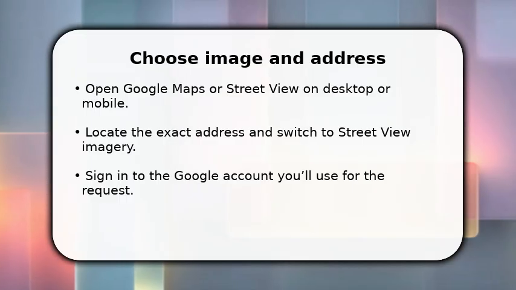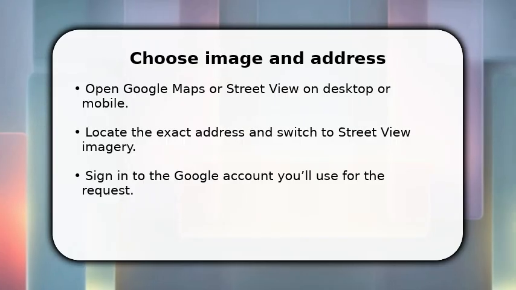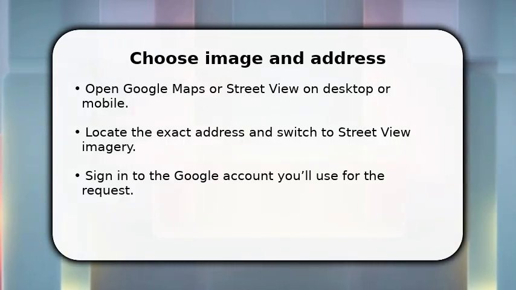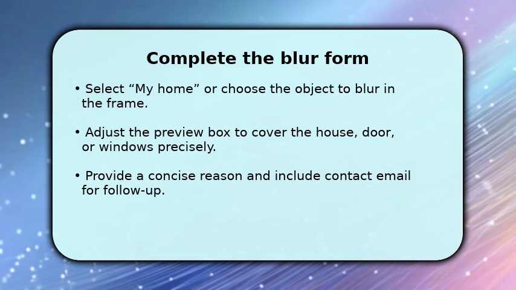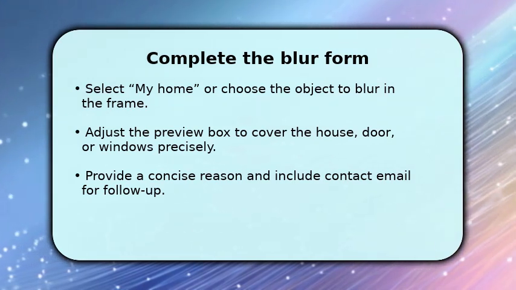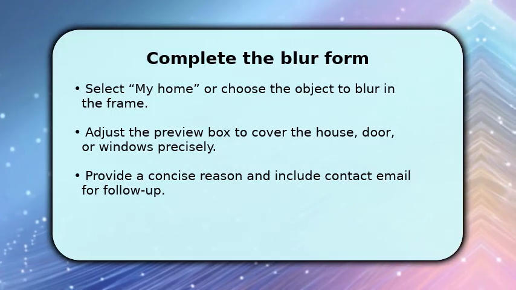Now prepare to submit a privacy report. Select the menu or three dots and choose Report a Problem to open the blur request form. You now see the report form where you mark the area to blur, drag and resize the preview box until the house, entrance, or any sensitive detail is fully covered.